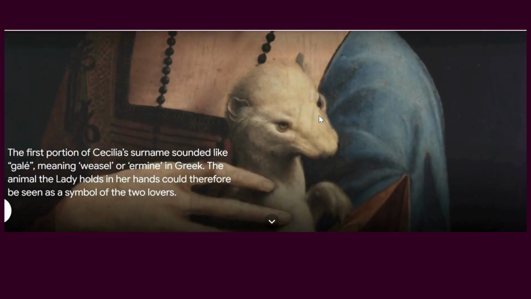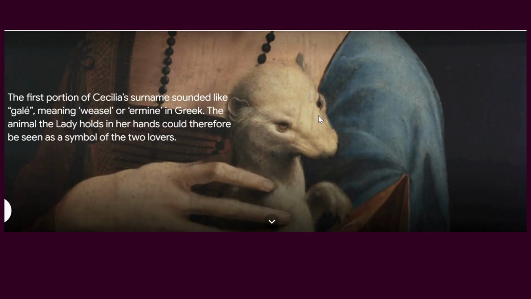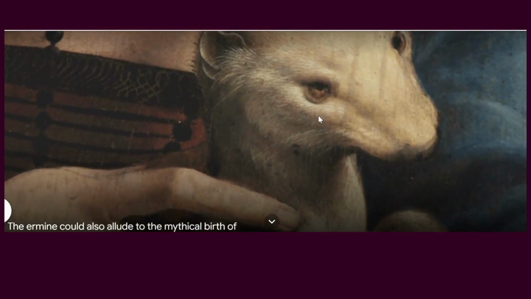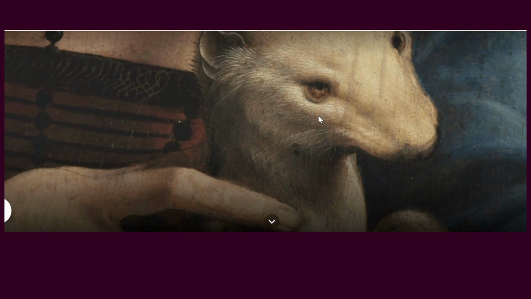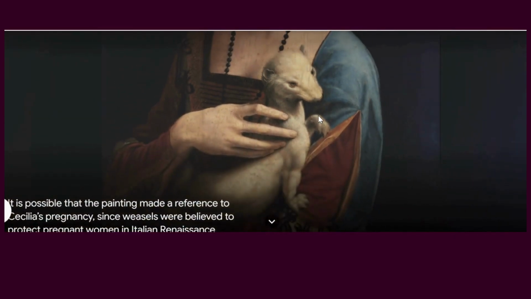The first portion of Cecilia's surname sounded like galê, meaning weasel or ermine in Greek. The animal the lady holds in her hands could therefore be seen as a symbol of the two lovers. The ermine could also allude to the mythical birth of Heracles. Galanthis, a servant of Alcmene, assisted Alcmene in giving birth to Heracles, against the wishes of Hera, Heracles' stepmother. As a punishment, Hera turned Galanthis into an ermine.